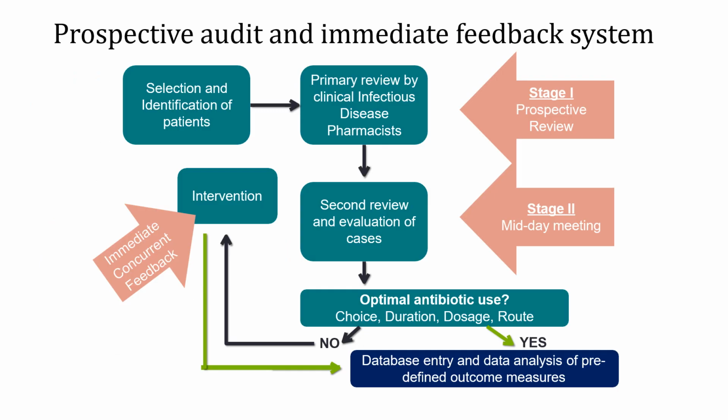What do you mean by prospective audit? That is selection and identification of the patients, primary review by the ID pharmacist, then secondary review and evaluation of cases by the team. Then we assess whether there is optimal antibiotic usage as per choice, duration, dosage, and route. If yes, it's entered in the database and analysis is done. If no, then interventions are employed and immediate current feedback is given to stakeholders.